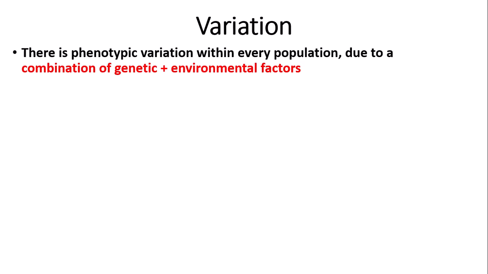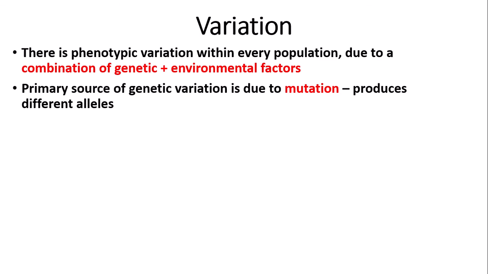So variation. There is phenotypic variation within every population, which is due to a combination of genetic and environmental factors. Phenotypic variation is variation that makes organisms look different. So for example, if a cat has long or short fur, which can be due to combinations of genetic and environmental factors. The primary source of genetic variation is mutation, which are changes in base sequence of DNA. If you are not confident with how mutations work, go check out my video about meiosis and gene mutations. Mutations produce different alleles, so therefore the phenotype will vary.